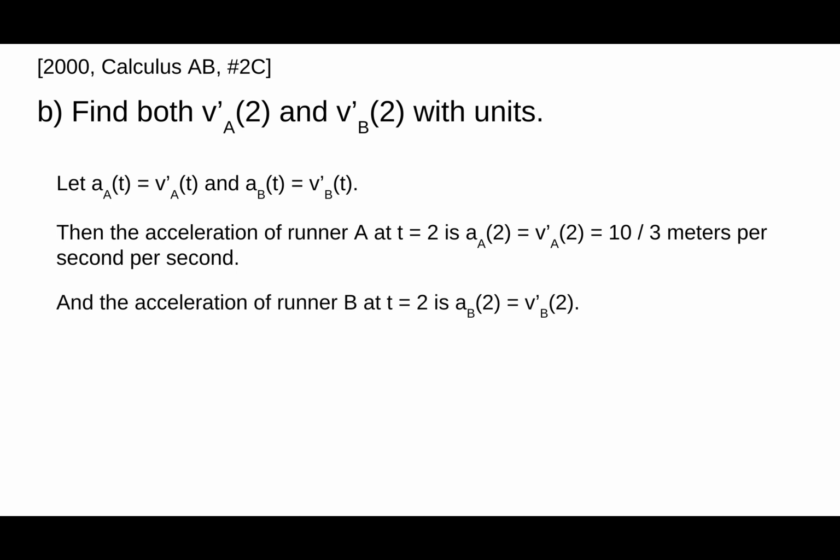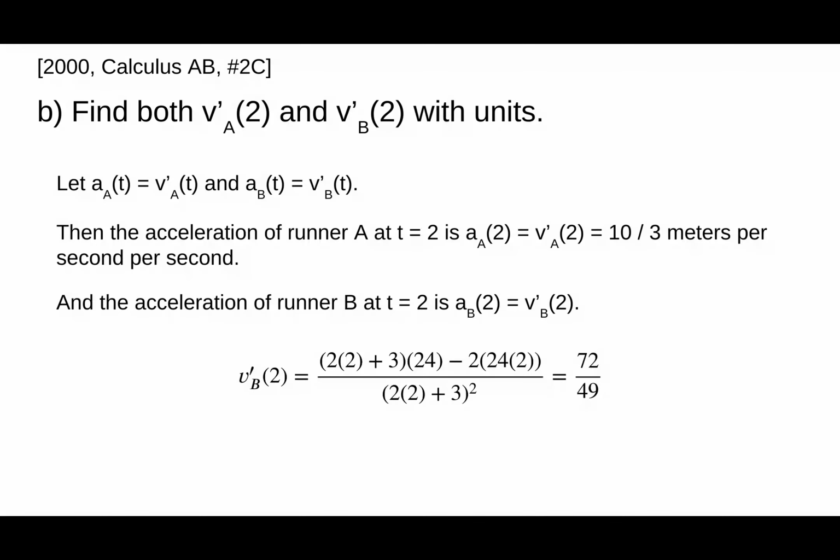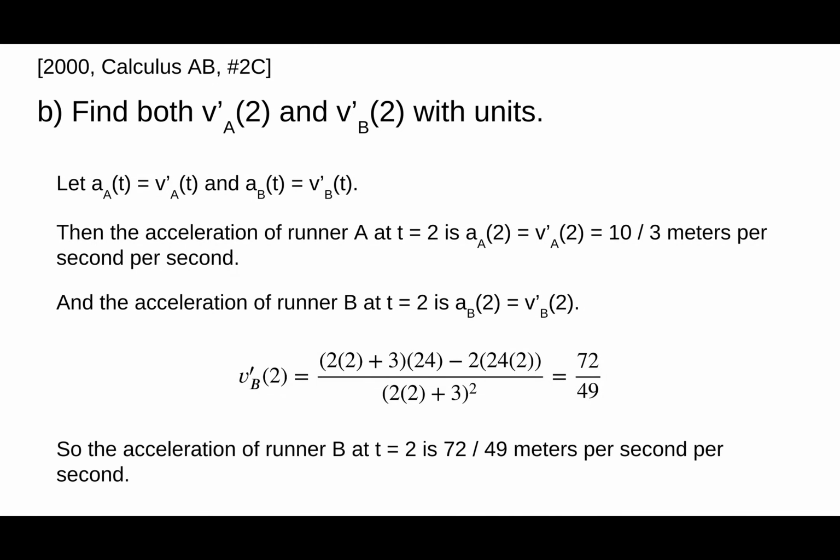To find the acceleration of runner B at t equals 2, we actually have to differentiate the function that gives us the velocity of runner B. So we need to find V prime B of 2. The function given is a rational function, so in order to differentiate, we will need the quotient rule. If we apply the quotient rule at t equals 2, we can do the calculations and we get 72/49. So at t equals 2, the acceleration of runner B is 72/49 meters per second per second.